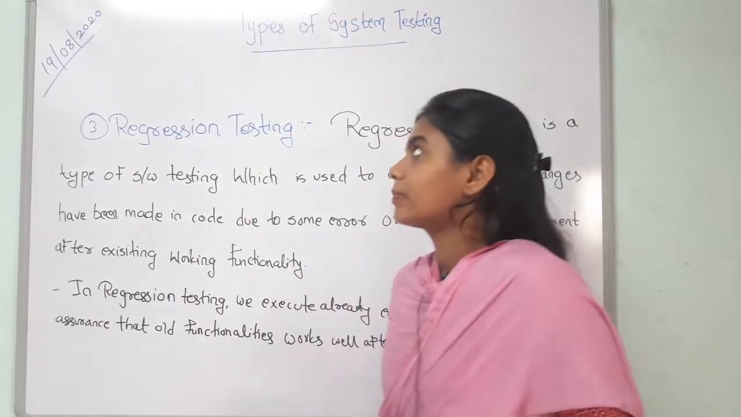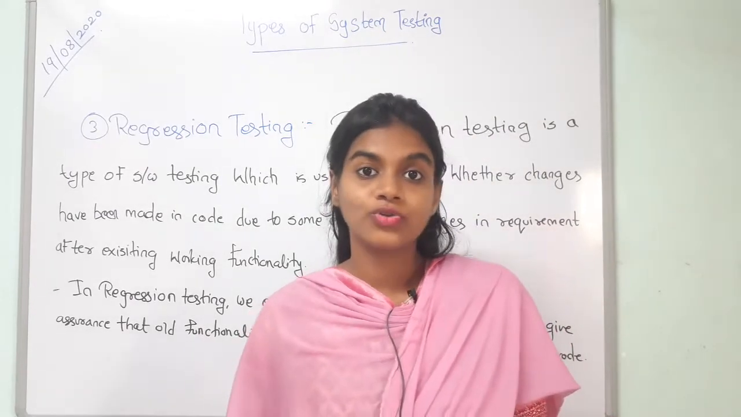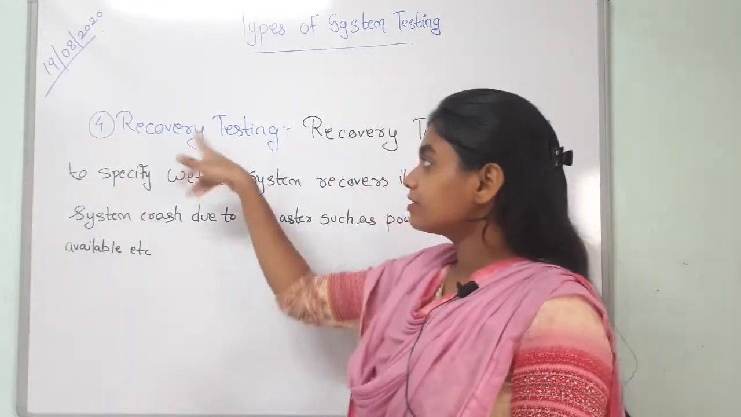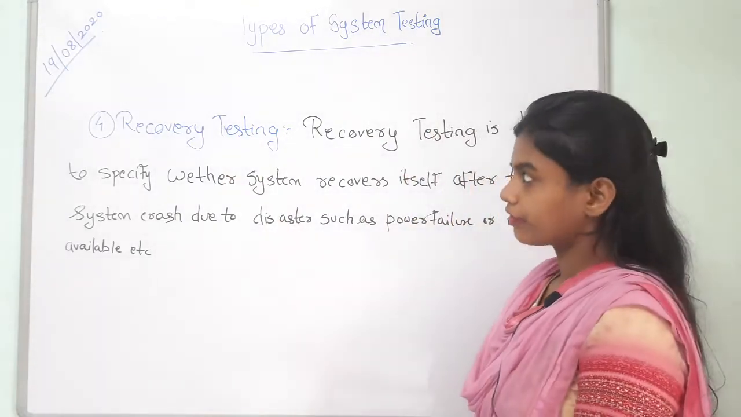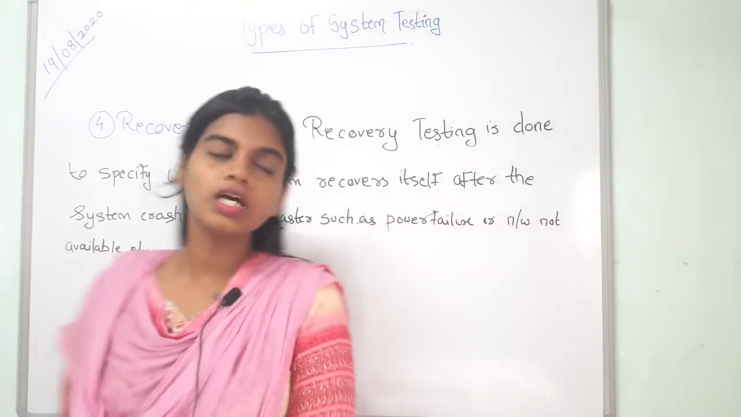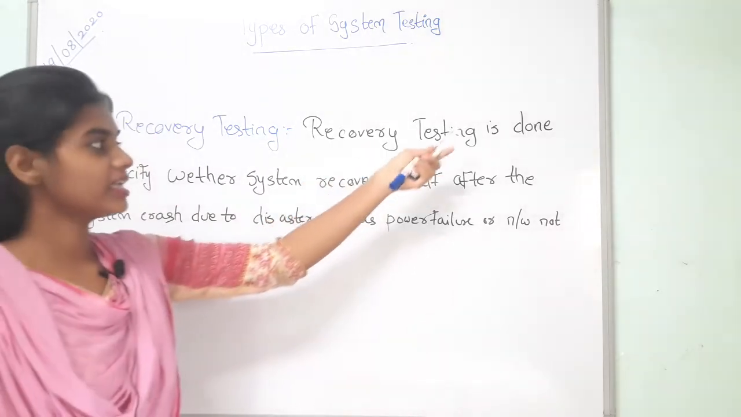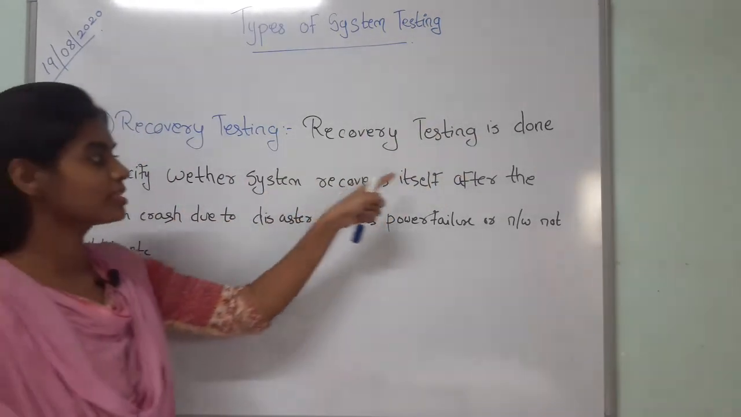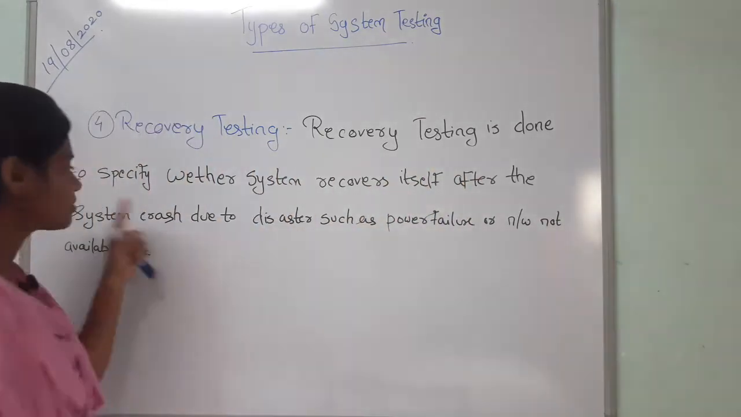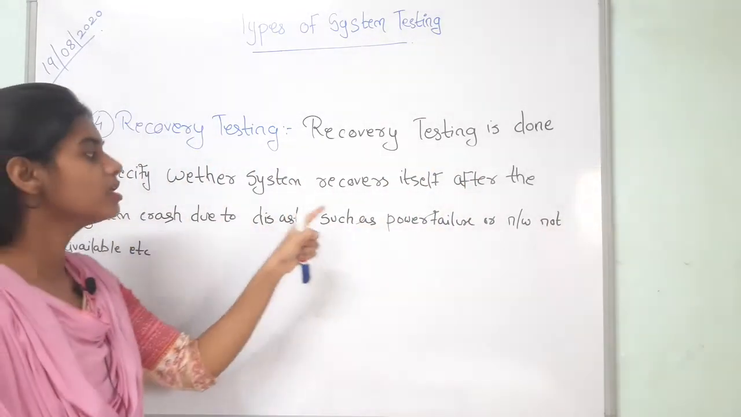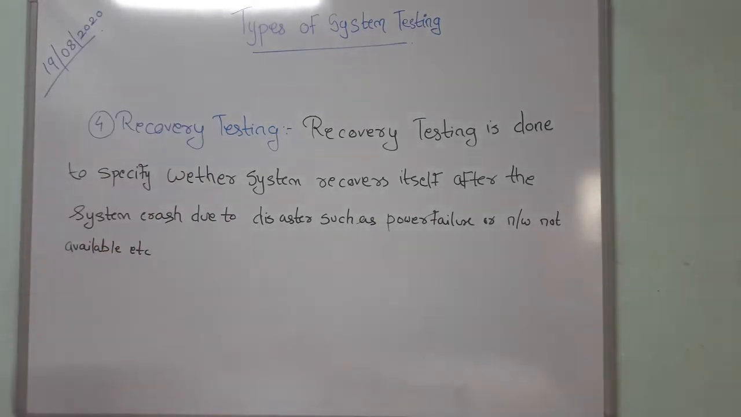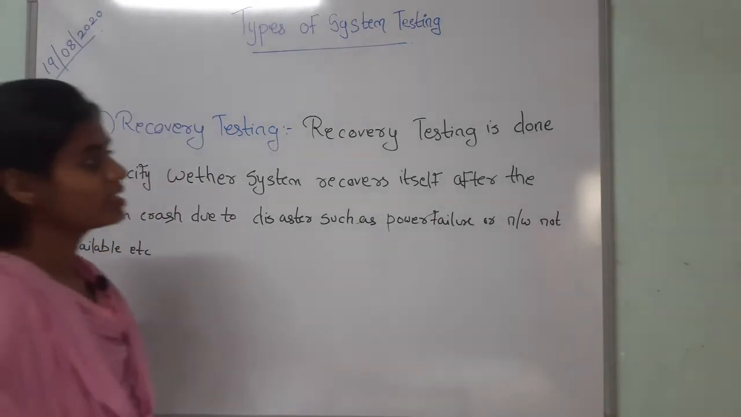Okay, this was about the third type of testing. Now let's go to the fourth testing, recovery testing. This is the fourth type of system testing. Recovery testing is done to specify whether the system recovers itself after a system crash due to disaster such as power failure or network not available, etc. So what is the main aim of it?